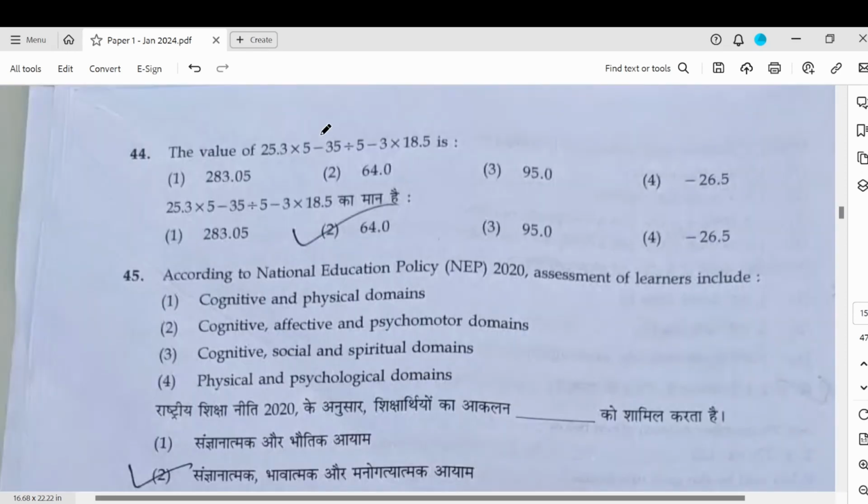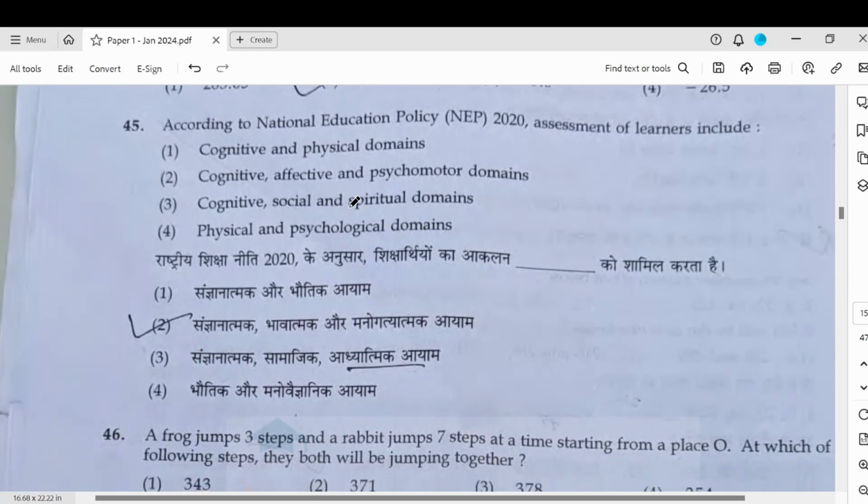44. So value of this number minus, so this will be 7 and this will be, so we basically have 126.5 minus 7 minus 55.4. So the answer is 64. According to NEP 2020, assessment of learners include all the three domains, which is cognitive, affective, and psychomotor.